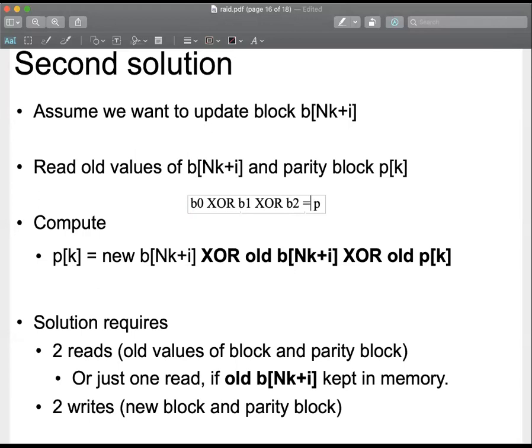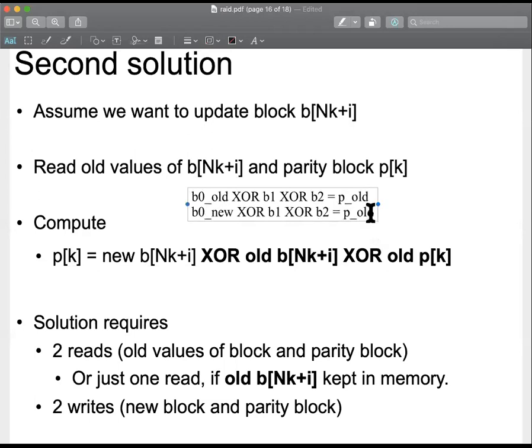Now I'm going to update one of these blocks. So let's say I'm going to call this B0 old, and this is parity old. This was the original state of one of the rows there. Now, when I update B0, this B old becomes B new, and the resulting P old becomes P new.